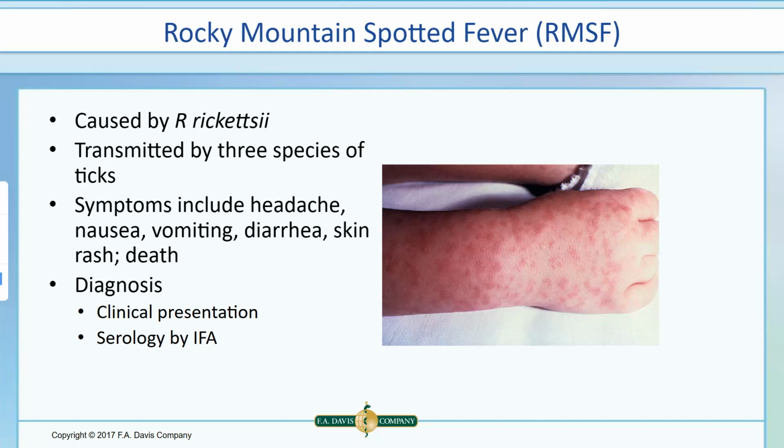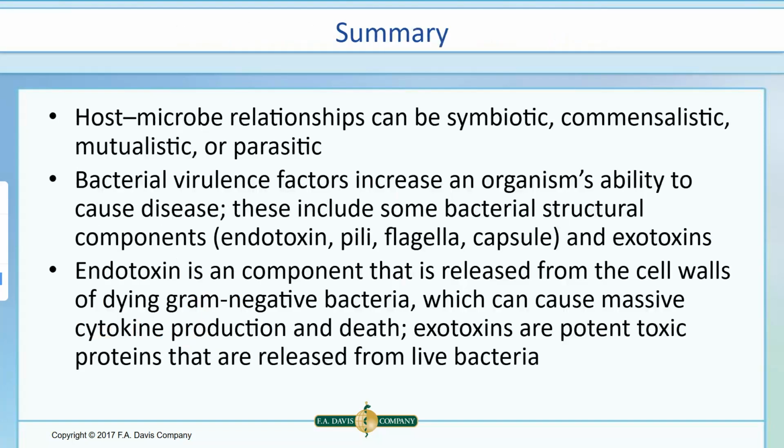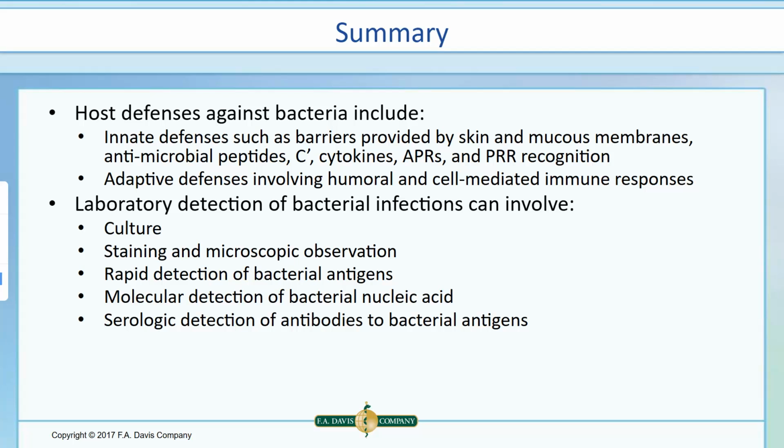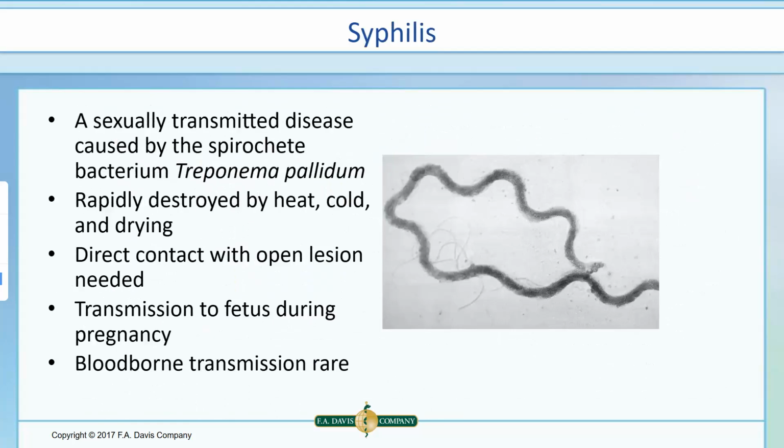And then you can review the summary there. And now we're going to specifically focus on the spirochetes that cause infection. So syphilis is one of the major spirochetes that causes infection. It is a sexually transmitted disease that's caused by the spirochete bacterium Treponema pallidum. So Treponema pallidum causes syphilis, rapidly destroyed by heat, cold, and drying.